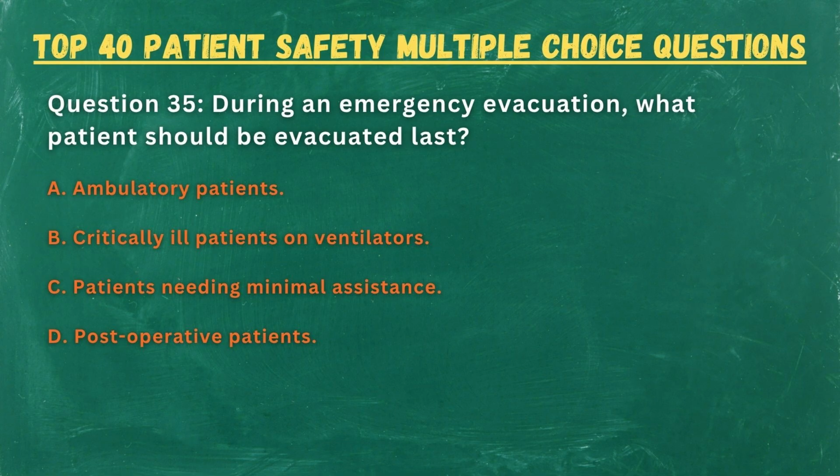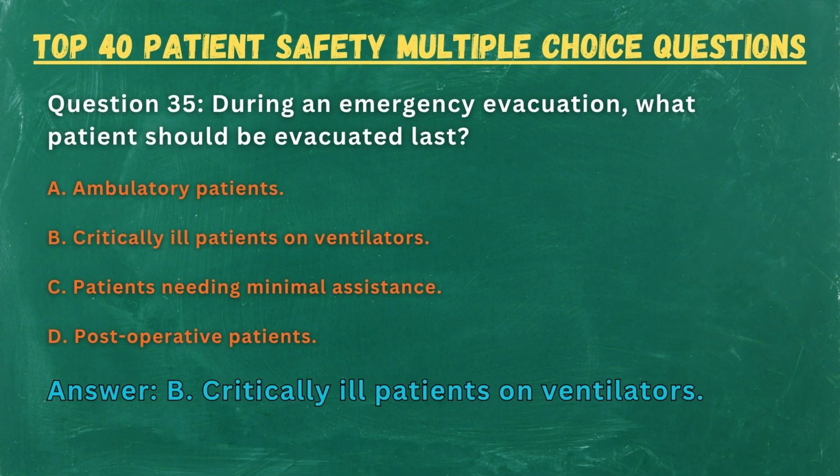Question 35. During an emergency evacuation, what patient should be evacuated last? A. Ambulatory patients. B. Critically ill patients on ventilators. C. Patients needing minimal assistance. D. Postoperative patients. Answer: B. Critically ill patients on ventilators.